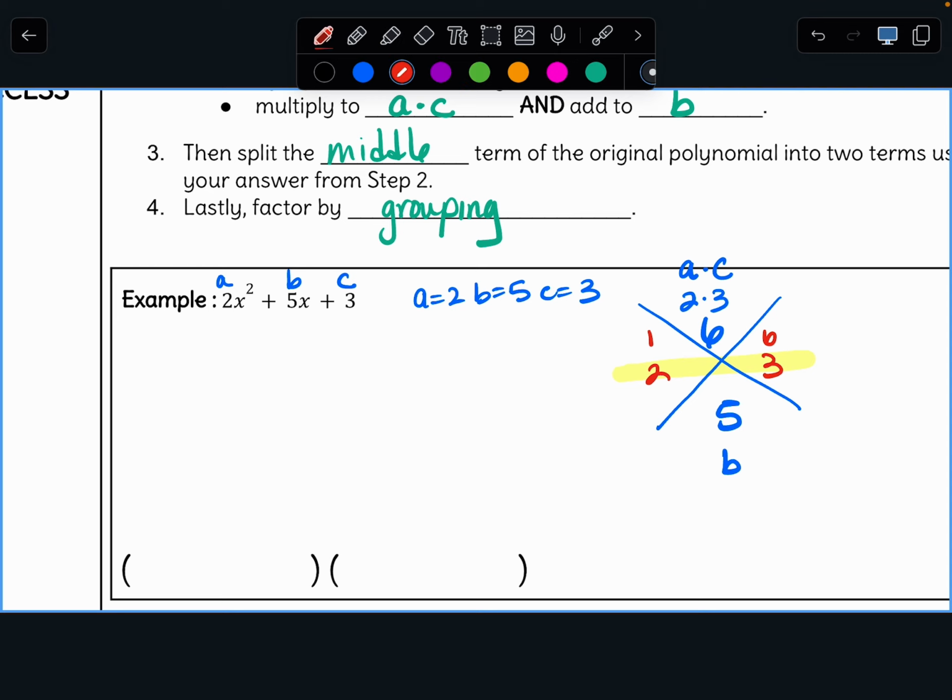So then I rewrite this middle term, 2x plus 3x. Because 5x is the same as 2x plus 3x. I haven't changed anything. It just looks different. But it's worth the same amount. If I give you 2 quarters or 5 dimes, it's the same thing.